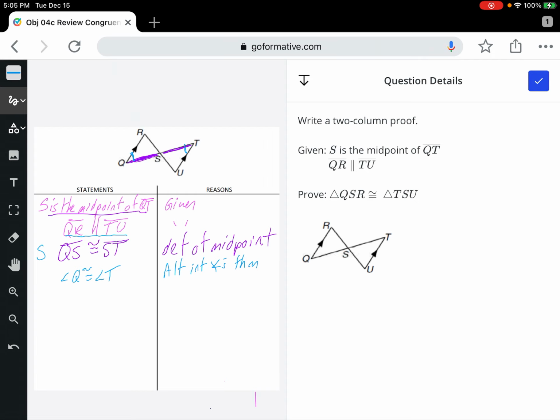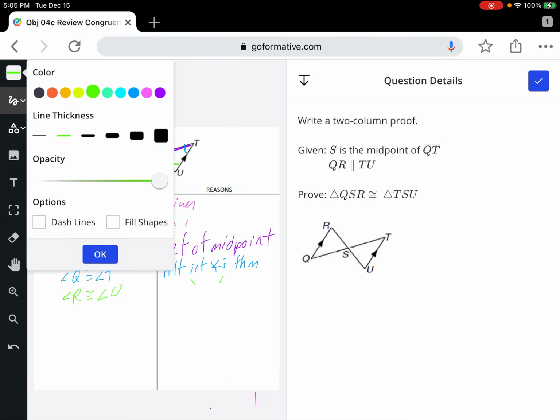Okay, and I also, from this, and you can do this in different ways, but this one right here, I know that angle R is congruent to angle U. Also, alternate interior angles theorem. Okay, you can use vertical angles. Your reasoning might be a little bit different just depending on which ones.